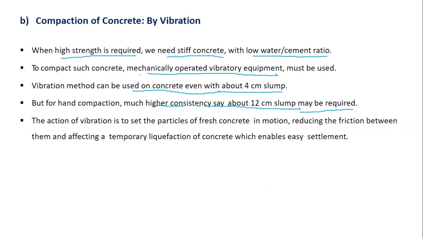So in this method of vibration, you can achieve a good compaction even at low water by cement ratio. When the water by cement ratio is less, by using hand compaction, you cannot achieve the level of compaction that you need. Even when the water by cement ratio is low, by using vibration, you can achieve a high compaction level. And remember that the vibration methods can be used even for a slump of 4 centimeter. And remember, for this hand compaction you need a minimum of 12 centimeter of slump.